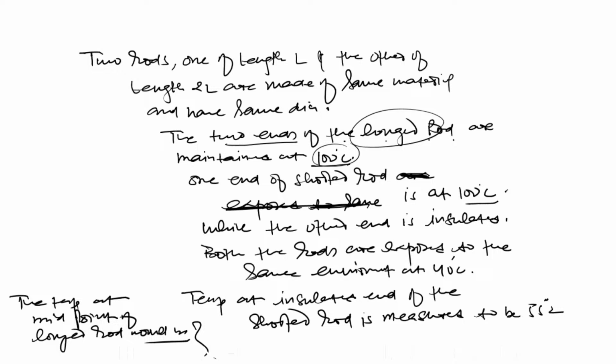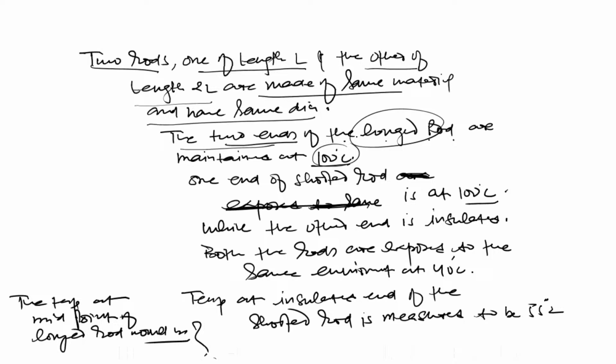So first of all, try to understand the question. Two rods, one of length L and the other of length 2L, are made of the same material and the same diameter. Okay, length and diameter is same.